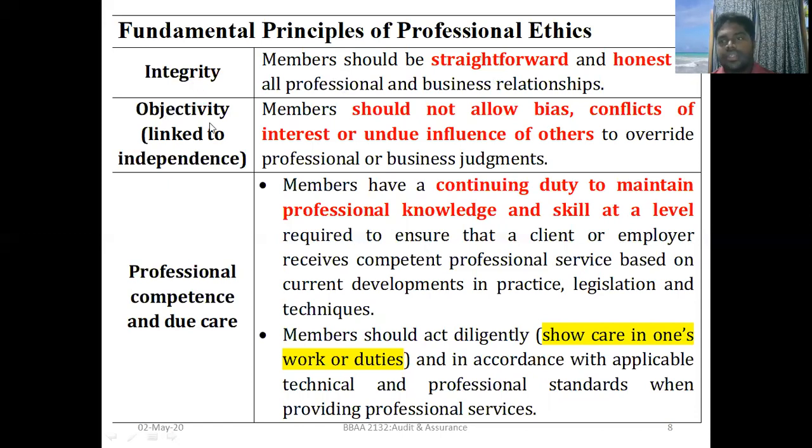Then we can see objectivity. Objectivity says the CA Sri Lanka members should not allow bias. They never allow bias or conflict of interest, or undue influence of others. Nobody should interfere in their process to override professional or business judgments. So what is the meaning of objectivity? Members should not allow bias, conflict of interest, or the undue influence of others to override professional or business judgment.